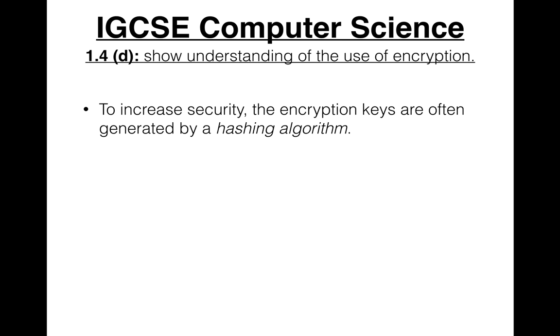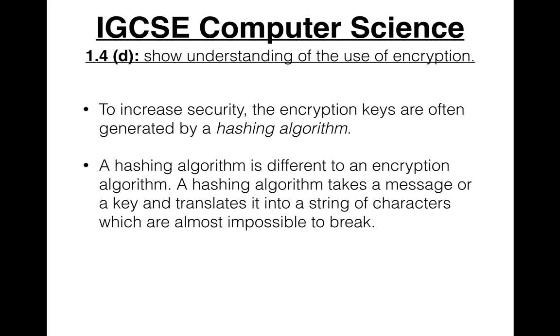So, to increase security, the encryption keys are often generated by a hashing algorithm. Oh, here's the hard part. A hashing algorithm is different to an encryption algorithm. A hashing algorithm takes a message or key and then translates it into a string of characters, which are almost impossible to break. Now, here's the thing. You can't dehash hashed data. You can't simply dehash it somehow. Once you hash it, it's done.